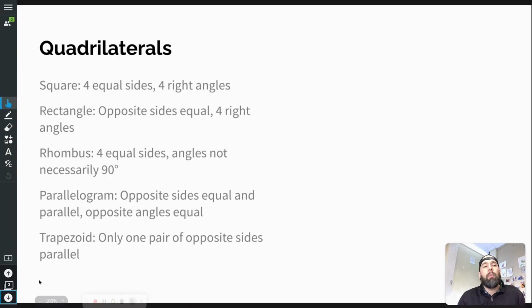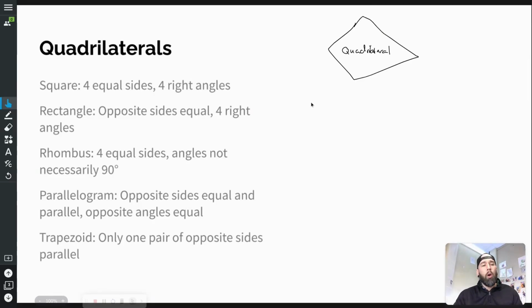All right. Now let's talk about quadrilaterals. A quadrilateral is any shape that has 4 sides to it. So you're a quadrilateral. Nothing pretty about you. Quadrilateral. It would be nice if I knew how to spell it.